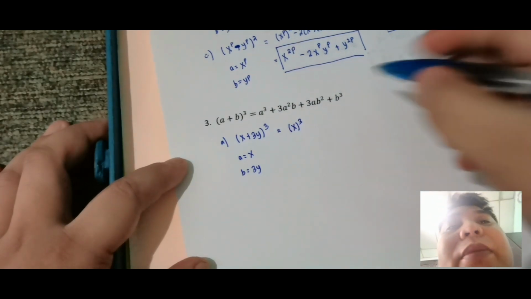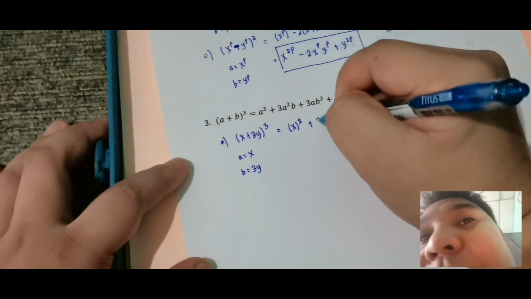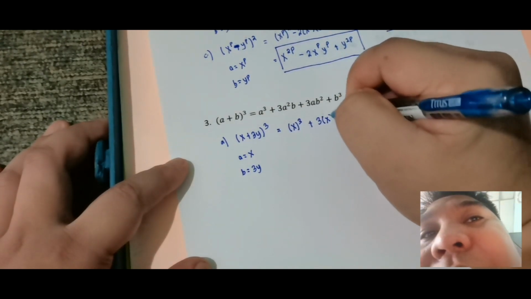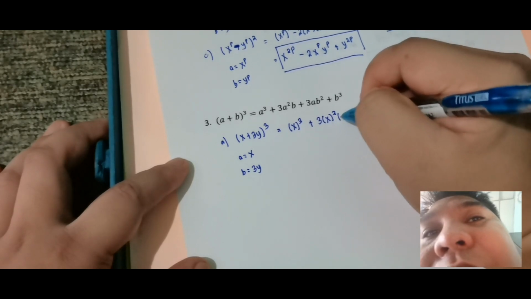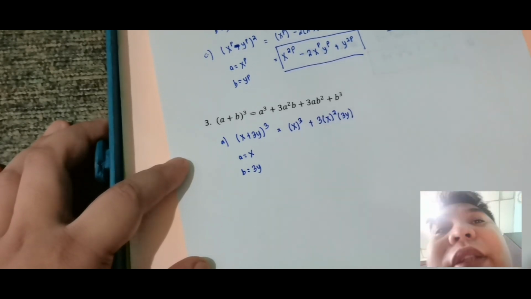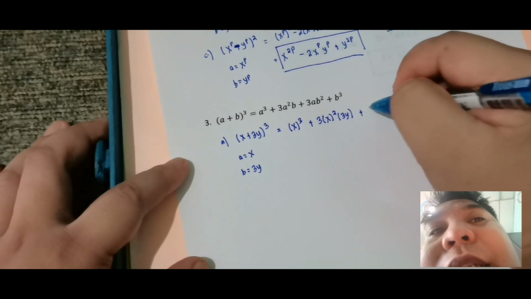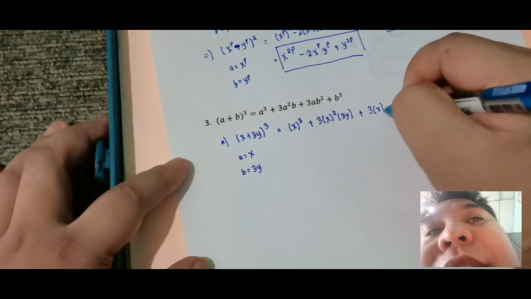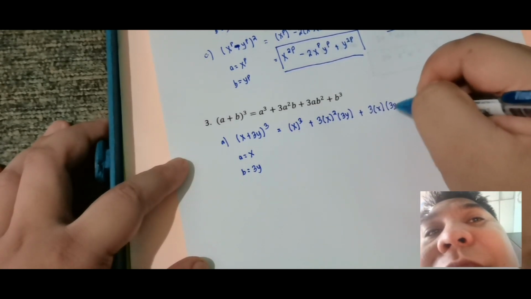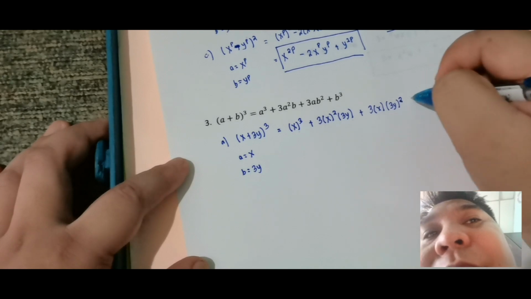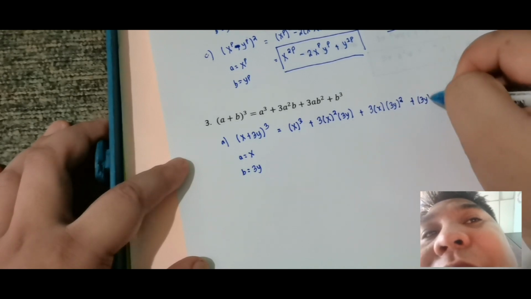Okay, so para makita lang na iba. Plus 3, tas a squared. So that is x raised sa 2. Then times 3y, kasi ito yung b. Plus 3 times x times 3y raised sa 2 plus 3y raised sa 3.